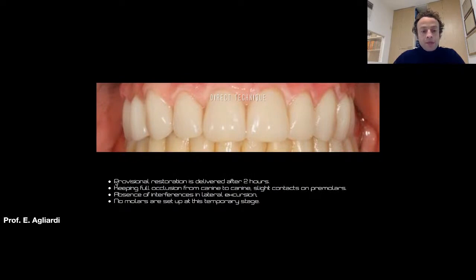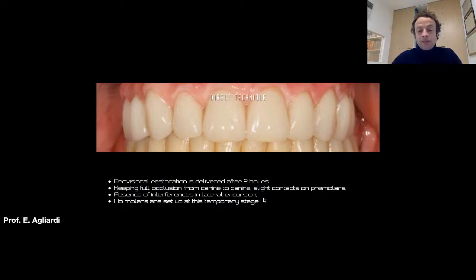So in this case, we can see how the provisional restoration is delivered after 2 hours, as I have already mentioned to you. It is keeping full occlusion from canine to canine, with slight contact on the premolar. This is really important. In this approach, remember that the major contacts have to be placed from cuspid to cuspid, because we know that in that area the forces are really minimal, and in that way we can preserve the implant from strong occlusion, in particular if you have a patient with a parafunctional habit.